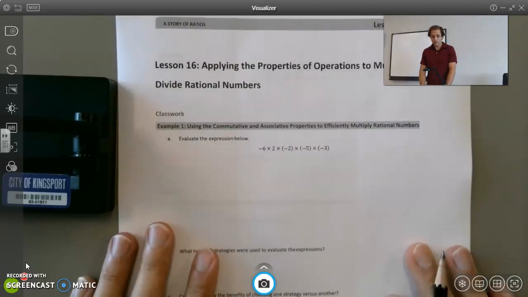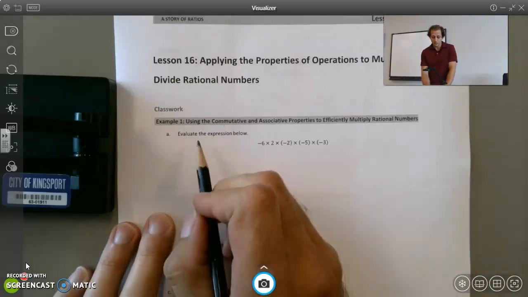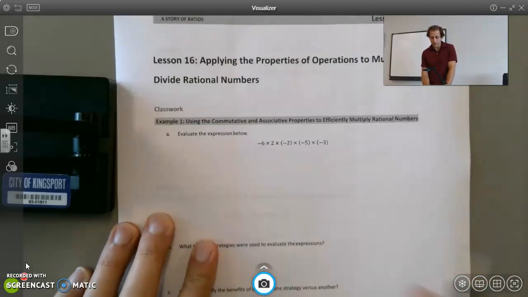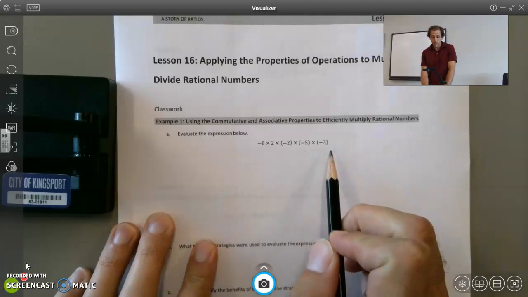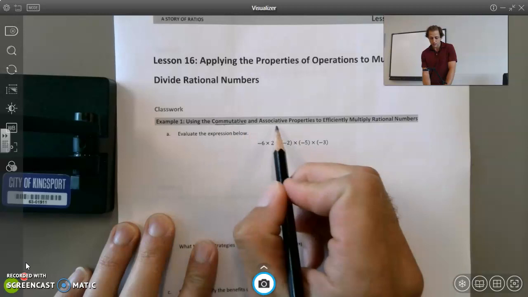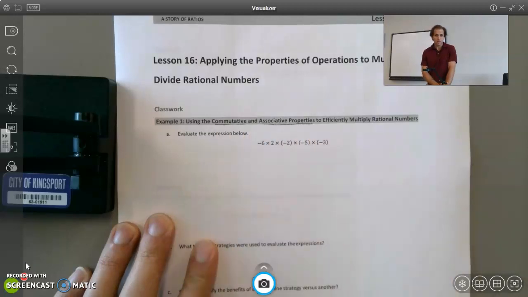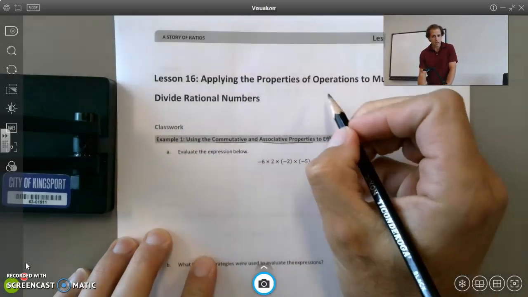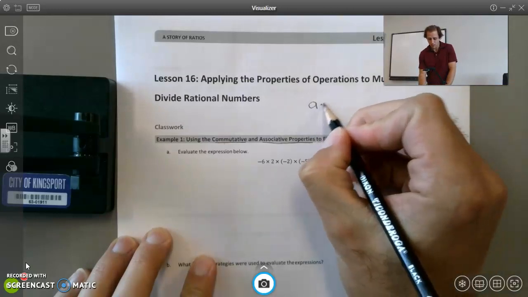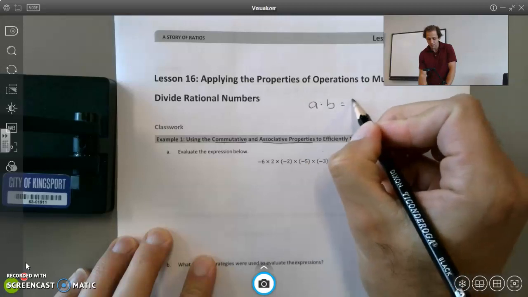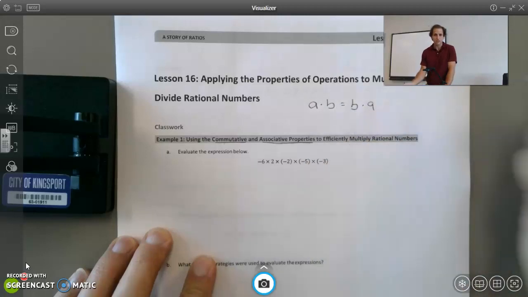So for instance, let's go ahead and get started here. On the first one, we see that we are multiplying 5 different factors together, and we are using the commutative and associative properties of multiplication. So let's remind ourselves what those are. Commutative is the idea that A times B is the same as B times A. The order does not matter. I can move those numbers around.